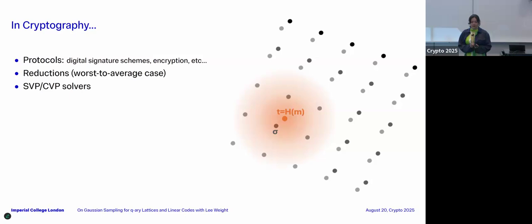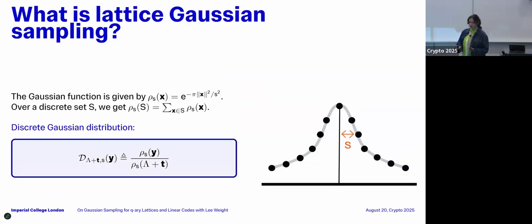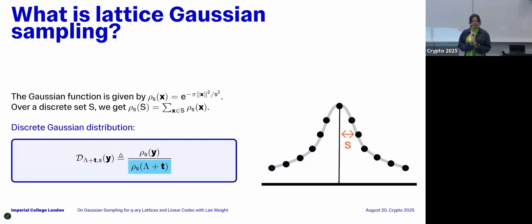Other than that, sampling is also important in a lot of worst-case to average-case reductions for hard problems, such as the shortest or closest vector problem. And theoretically, we can even use sampling to solve these problems directly. As for what distribution we use, we typically choose Gaussian distributions. Since lattices are discrete additive subgroups of R^n, we use discrete Gaussian distributions as defined here. In our work, we are mainly concerned with two aspects of this distribution. The first is this denominator here, and the second is the sampling width s, which controls the shape of our distribution.